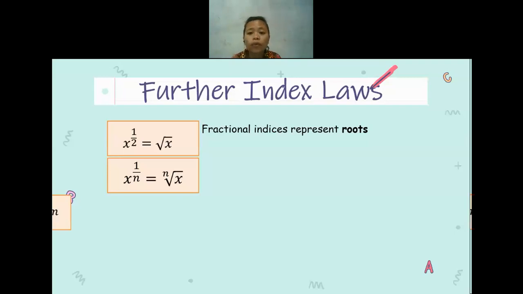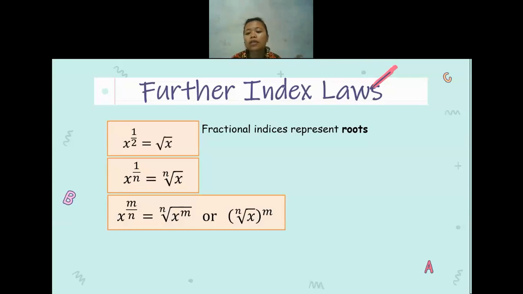Later, if you have x to the power of m per n, it will be the same thing as x to the power of m, and then the n-th root of x to the power of m. Or you can do the opposite way: find the n-th root of x and then raise it to the power of m. Either one, the answer will be the same. So you can do the root first and then power it with m, or you can power the x first with the power m and then root it. The answer will be the same thing.